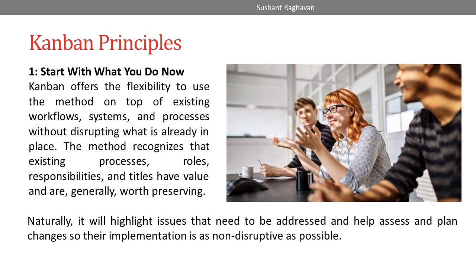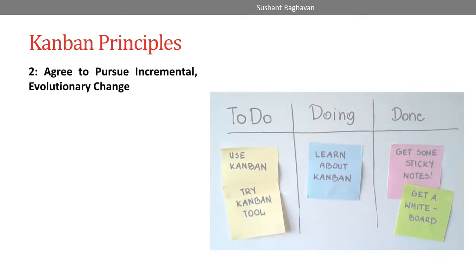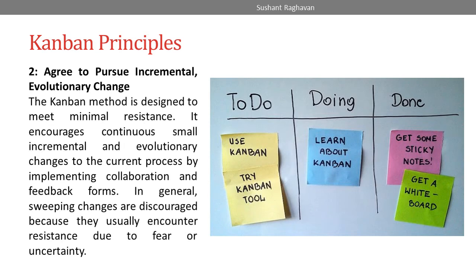Naturally, it will highlight issues that need to be addressed and help assess and plan changes so their implementation is as non-disruptive as possible. Kanban Principles. Agree to pursue incremental evolutionary change. The Kanban method is designed to meet minimal resistance. It encourages continuous small, incremental and evolutionary changes to the current process by implementing collaboration and feedback forms. In general, sweeping changes are discouraged because they usually encounter resistance due to fear or uncertainty.